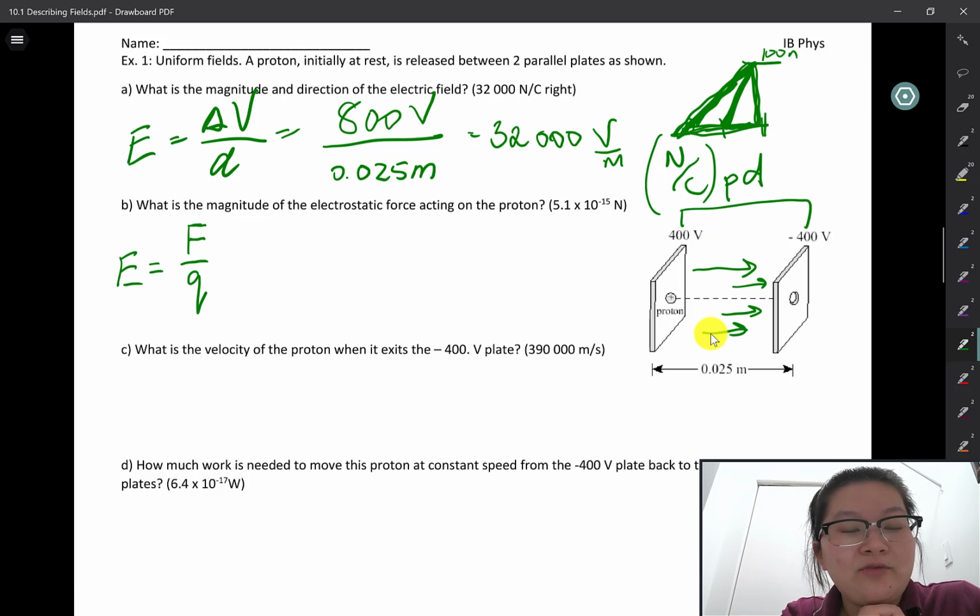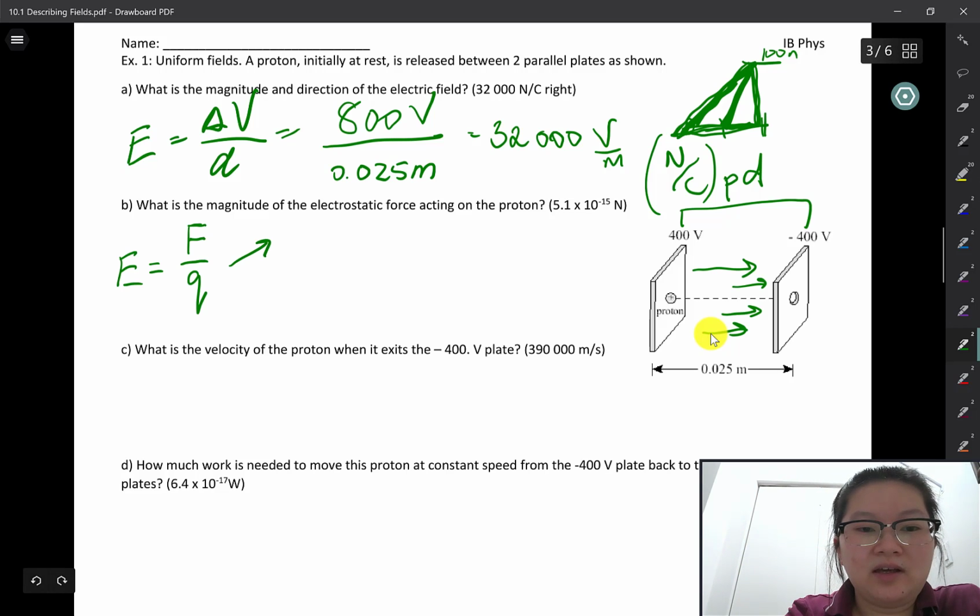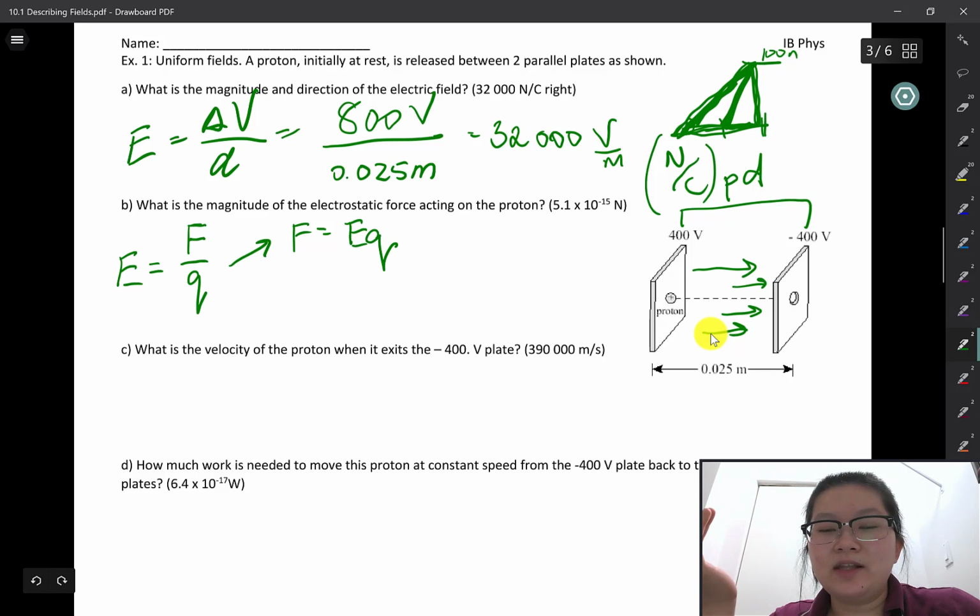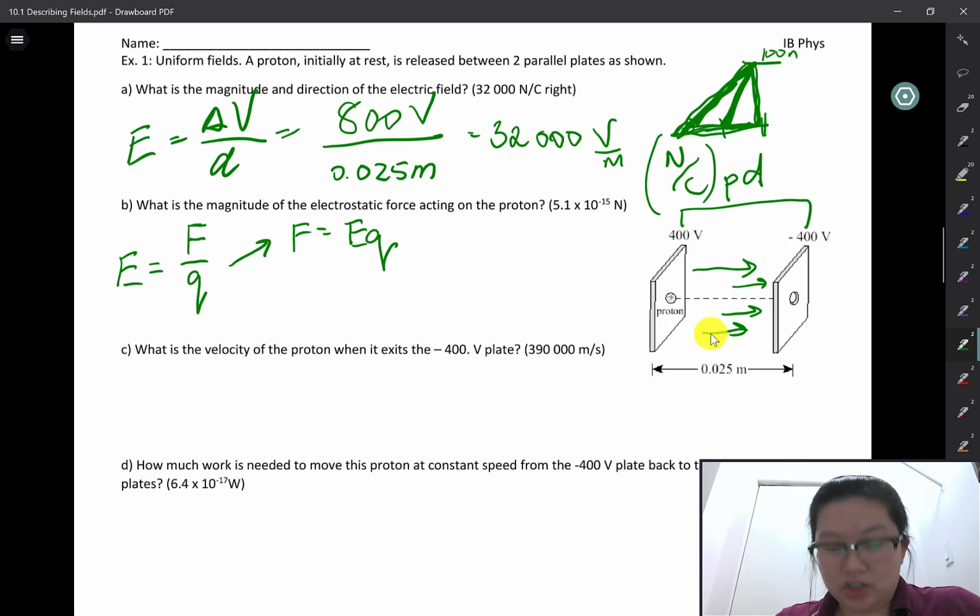Okay, so if we rearrange this one for the amount of force experienced on the proton, that's going to give us F is going to be equal to EQ, meaning the larger the electric field, the greater the force acting on the proton. The larger the charge on the proton, also the larger force will be acting on the proton.